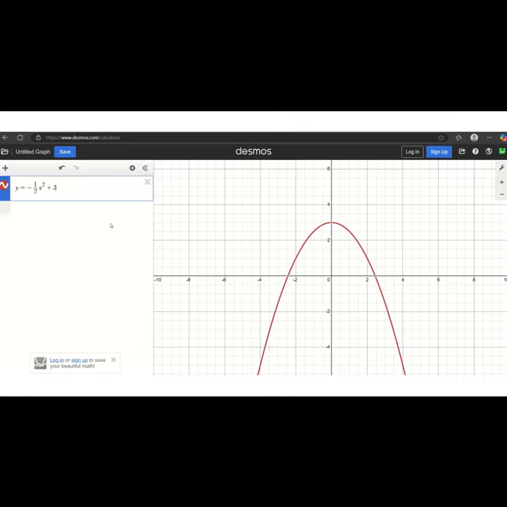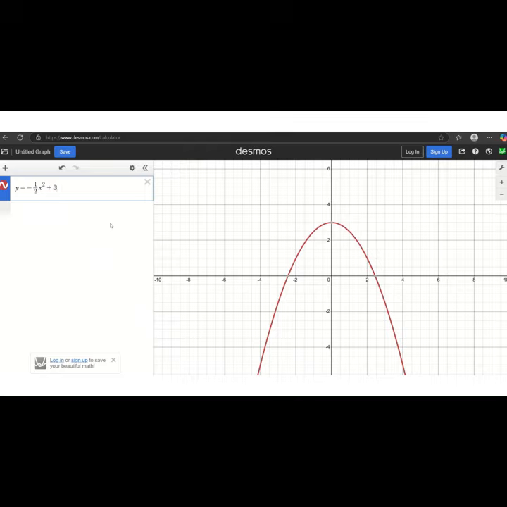Hi there. In this video, we're going to talk about how you can use Desmos to help you write the range of a quadratic. We're going to leave domain out of it. The domain of every quadratic is all real numbers. So we're going to focus on the range, which can be different depending on the quadratic you have.